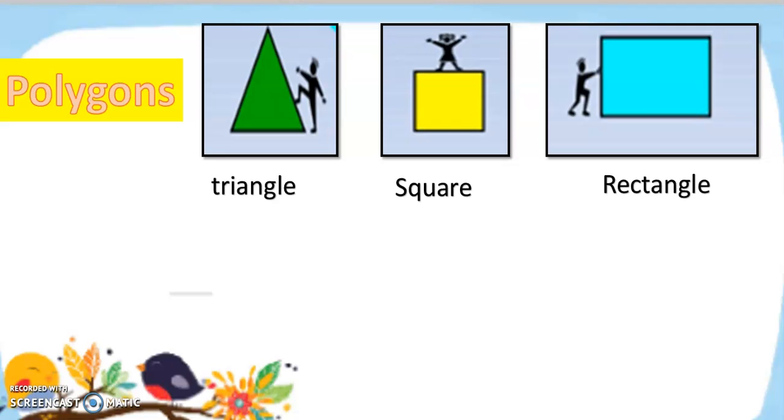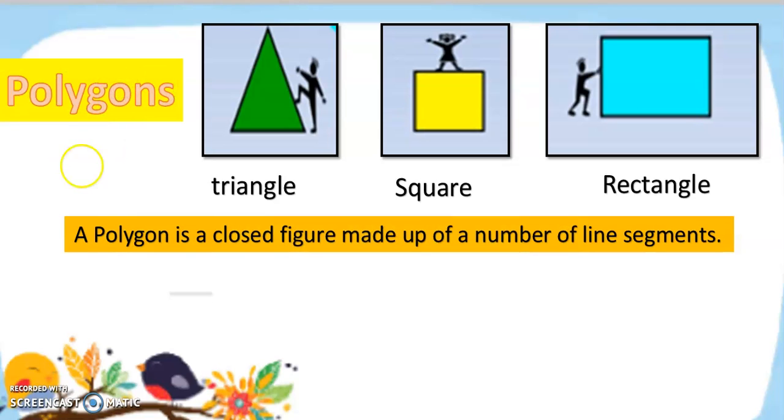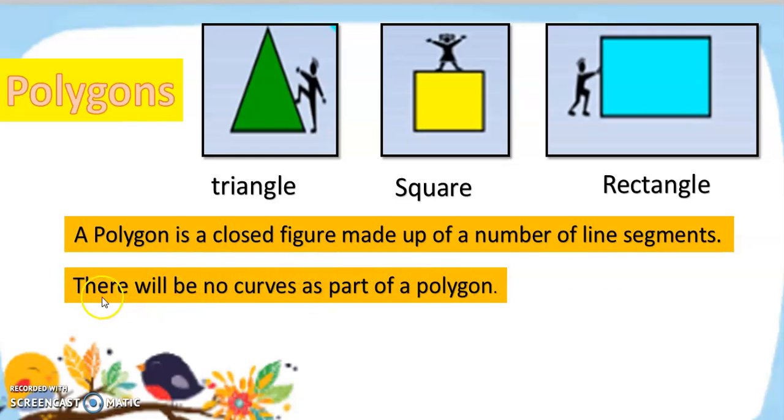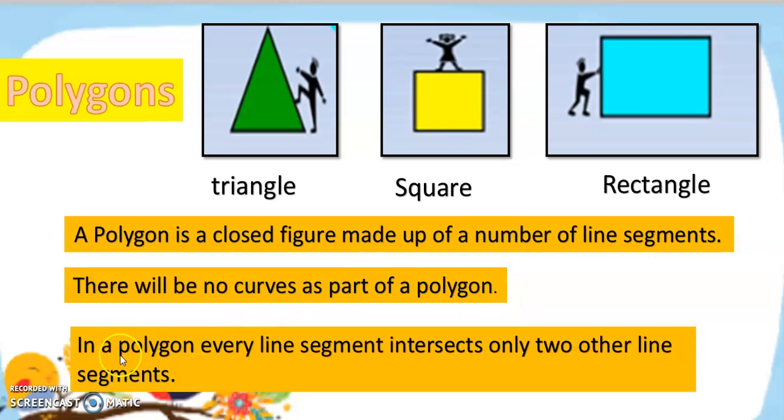Now, let us define polygon now. So, what is a polygon? A polygon is a closed figure made up of a number of line segments. Then, there will be no curves as part of a polygon. In a polygon, every line segment intersects only two other line segments.